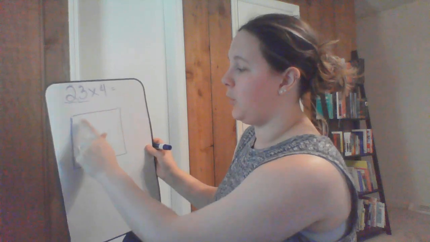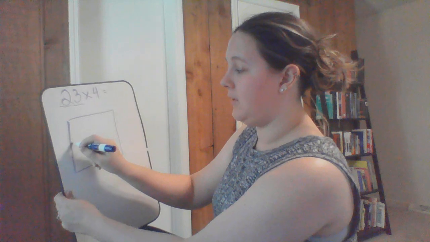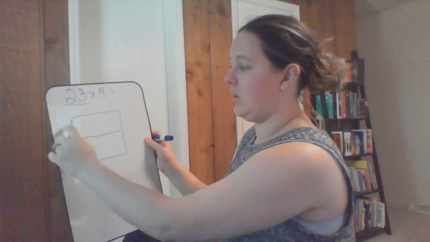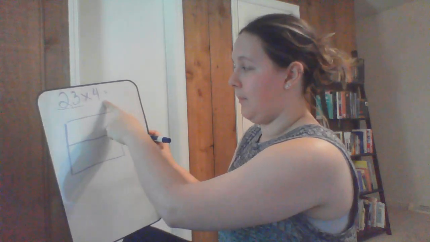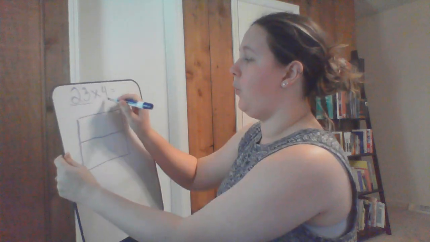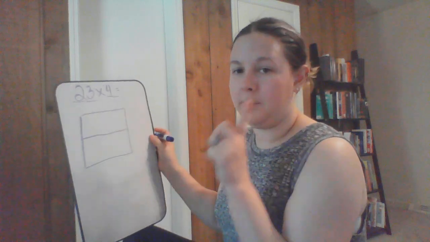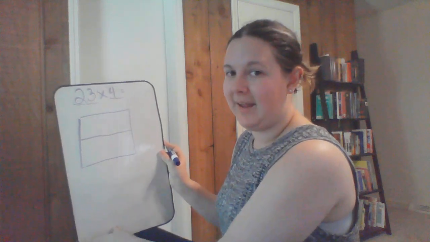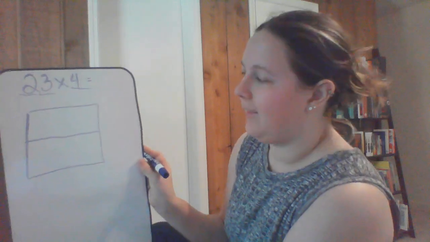Because we have 2 digits, we're going to break the vertical side of the box into 2 pieces. Because there's 1, 2, so you have 1, 2 pieces. Then we're going to look at the second number. This one only has 1 digit, which means your horizontal piece only needs to be in 1 piece. Well, it's already one big piece, so you don't have to break that into any pieces. All right, so now your box should look like this.